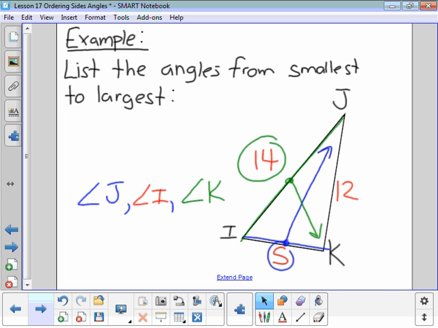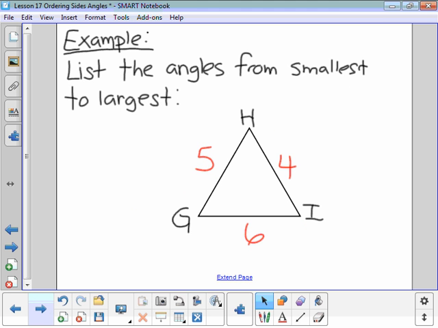So go ahead and pause. Let me get there. Okay, now you can pause. Give this one a try. List these angles from smallest to largest.